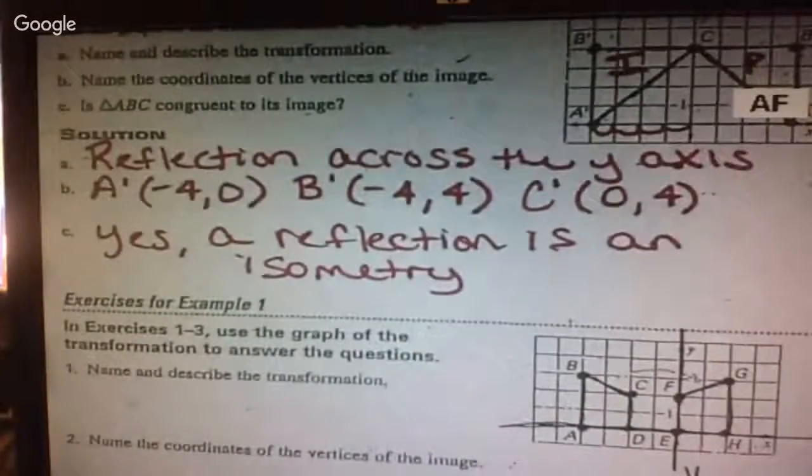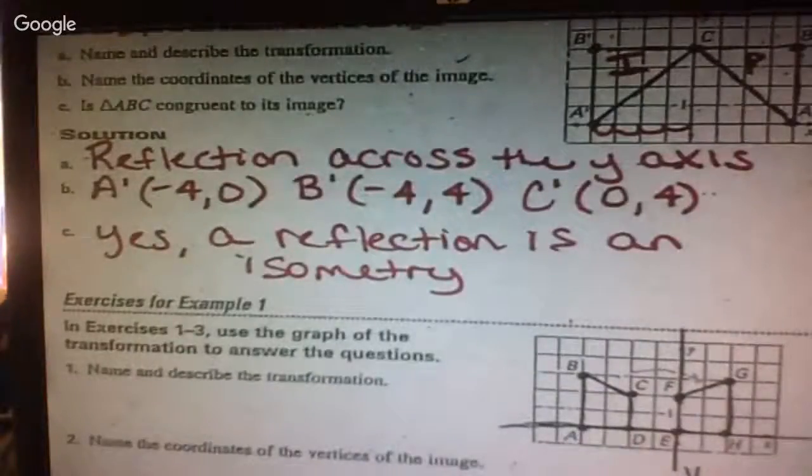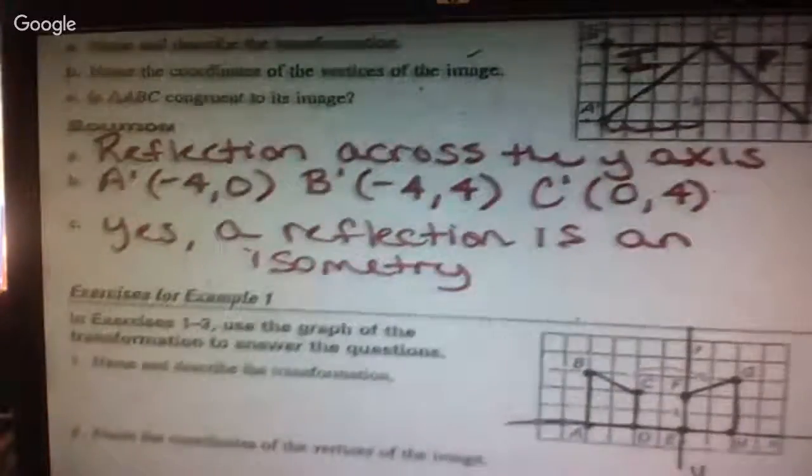A transformation that's not an isometry would mean they're nothing alike, like they don't have the same size. If it was turned sideways or something, that would be at different points, but it's still an isometry. It doesn't change the size of it. The only transformation that's not going to be an isometry is a dilation, which we'll talk about later. Okay, all right. Let's jump down here.